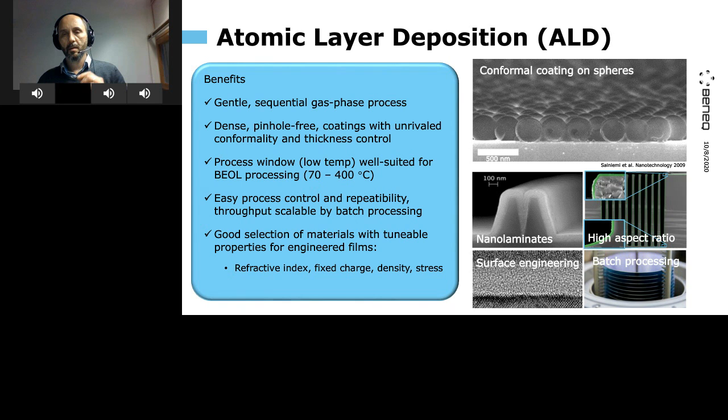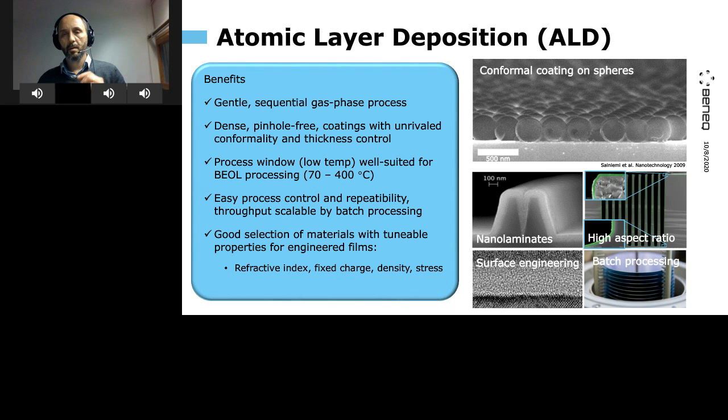We can do that process in a fairly wide deposition temperature range. So I put here 70 degrees C to 400. It also means that you can essentially choose at which phase of your production flow you do that. You may do it at higher temperature at wafer level, or at a later stage at packaging level. It comes with easy process control, repeatability, and we can reach significant throughputs by batch processing. So not processing one wafer, but 25 wafers in what we call a mini batch.